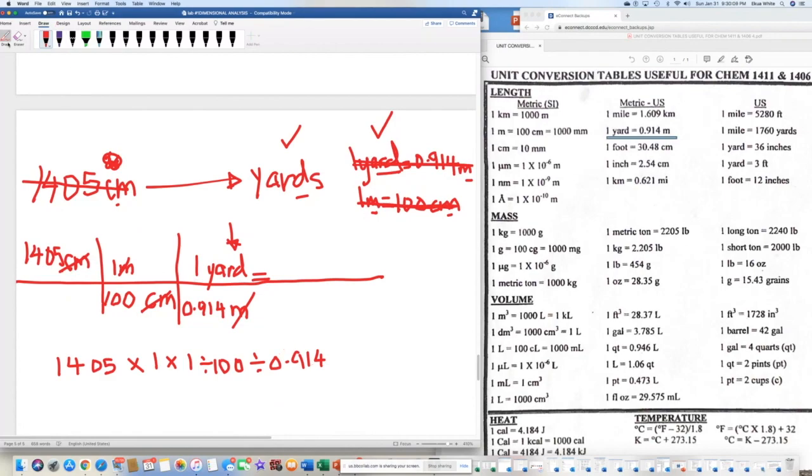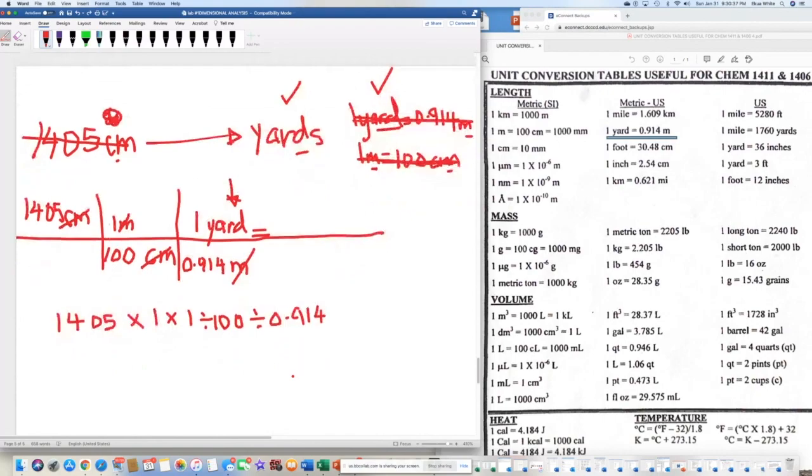Oh no, it's 1.4. I pressed that wrong. Yeah, 1.4. It's not 0.91, it's 0.14. Okay. Makes sense. Okay? So yeah, that's that one. So that was the first one.